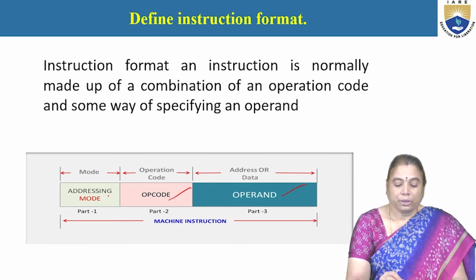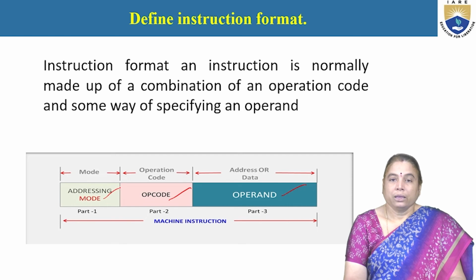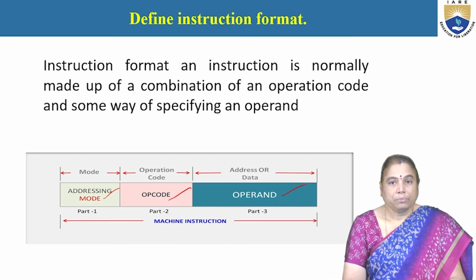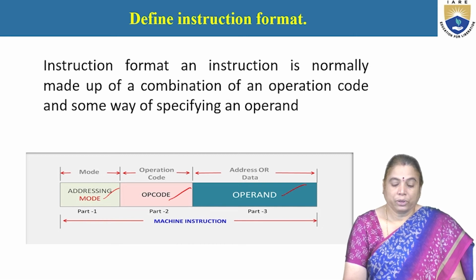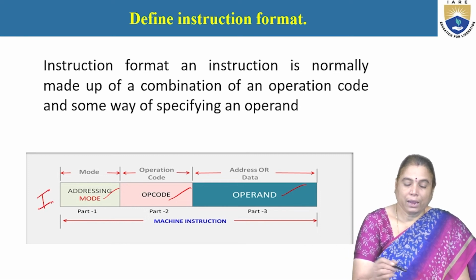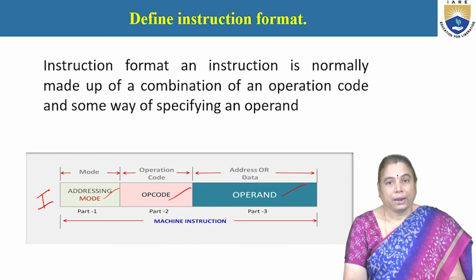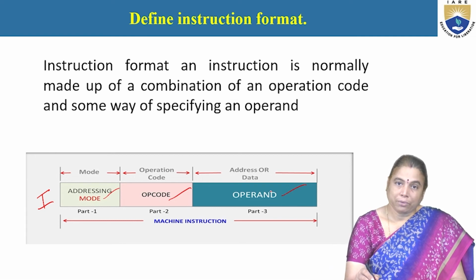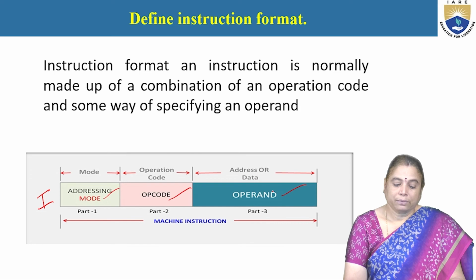And the last MSB bit of the instruction is generally used to specify the addressing mode. Two types of addressing modes are generally used here and it is denoted with a letter I. When I is 0, it is a direct addressing mode. So whatever address is specified in the address part, at that address the operand is available. That we can refer to as the direct addressing mode. When the I value is equal to 1, then it is an indirect addressing mode.